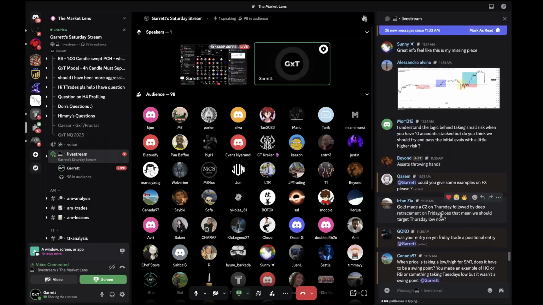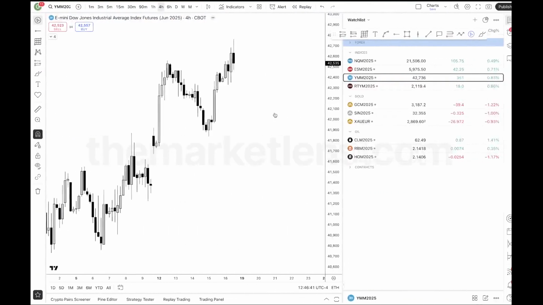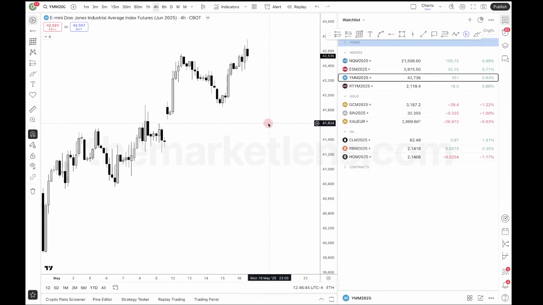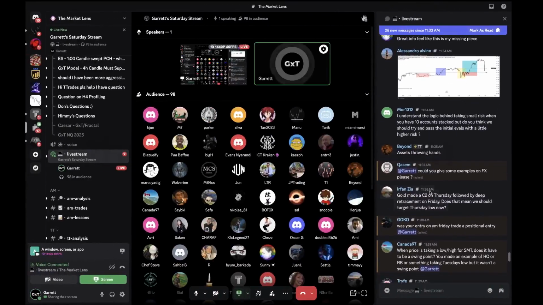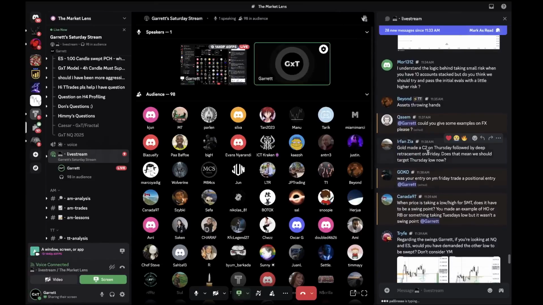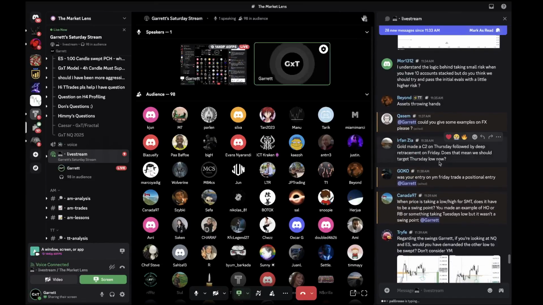Can you please give some FX examples? If I had them marked up, but I don't have time to. I only have like 15 more minutes. I don't have time to go look for these things because I have a bunch of questions to answer. But I bet Ian can help you with that because I don't even trade forex or look at it. But you're going to see the same thing, more than likely.